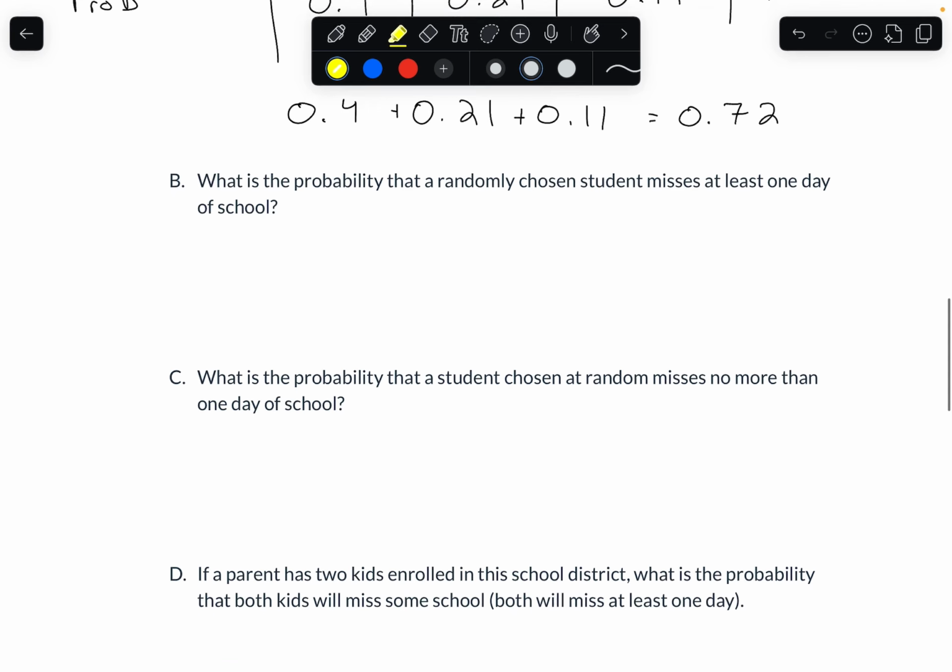Part B says, what is the probability that a randomly chosen student misses at least 1 day? So when we say at least 1 day, at least 1, that means 1 or more. So it could be 1, it could be 2, or it could be 3 plus.